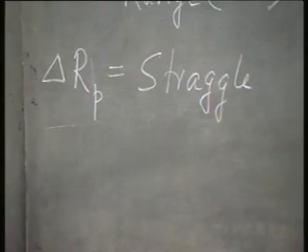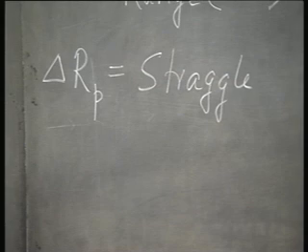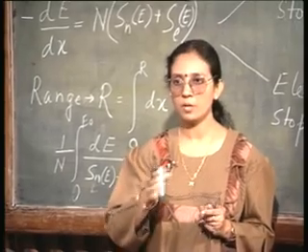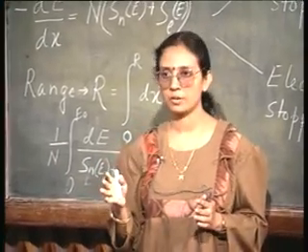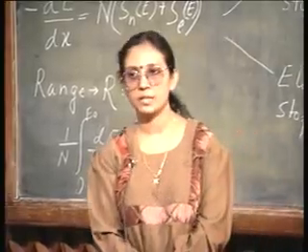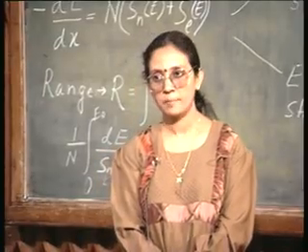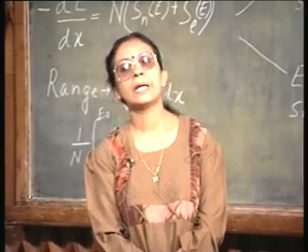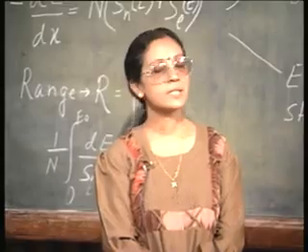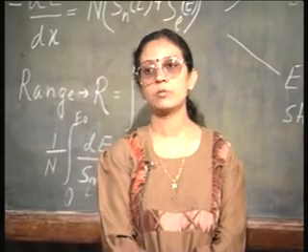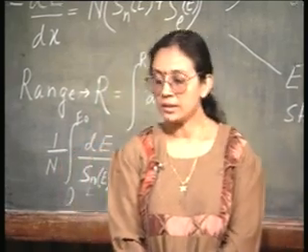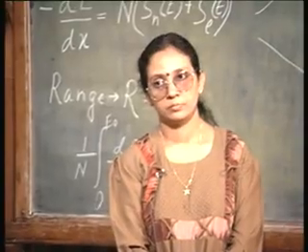You know the meaning of the word straggle? It means sort of deviation. I mean, deviation from the mean, so to speak. That is the straggle, which actually in proper statistical term is the standard deviation. Okay. So, any ion implantation process is going to be characterized by these two factors, the mean value of the projected range or Rp and the straggle, that is delta Rp. Okay.